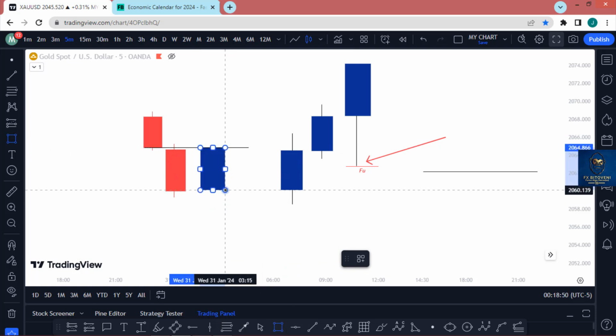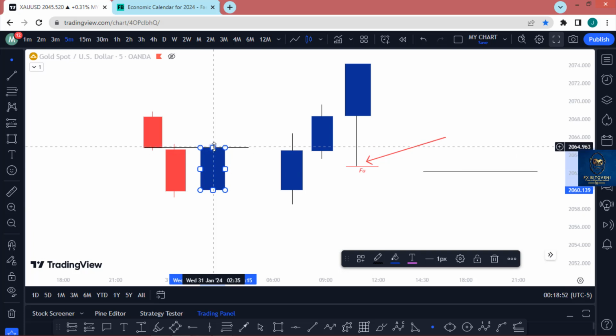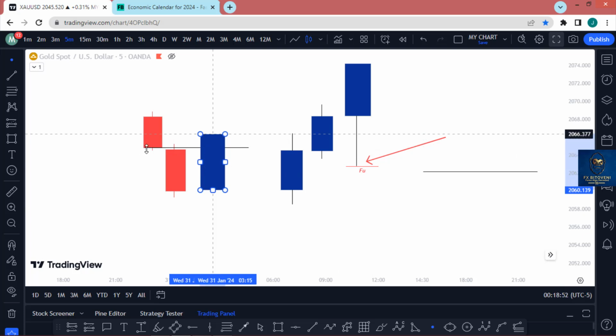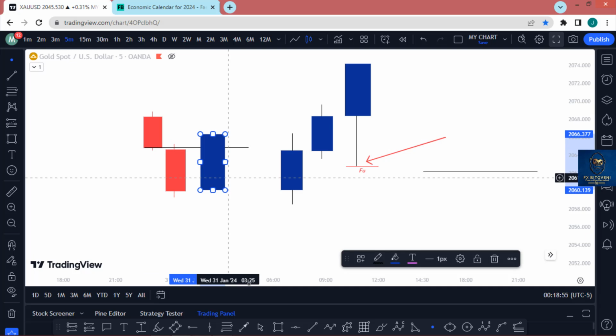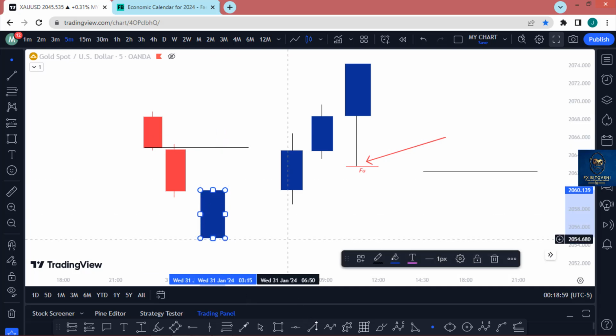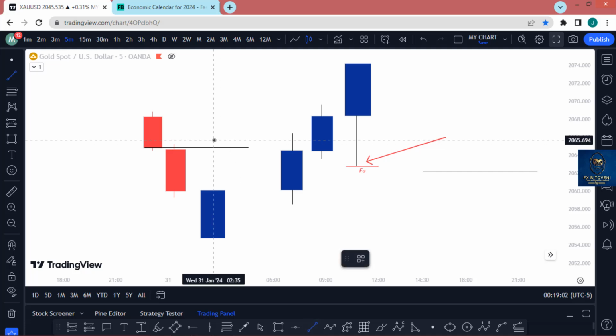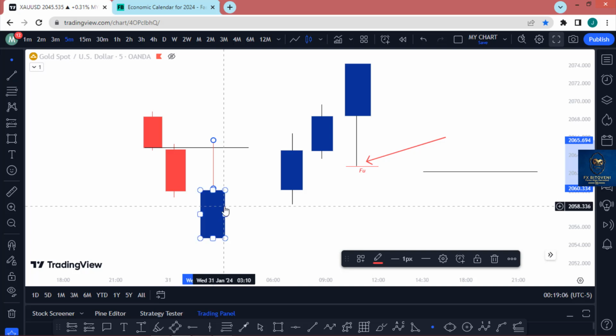There will be a bullish candle forming on this level, on this line. Then price will be rejecting the zone, trying to go down. Of course, this will be a bearish candle.